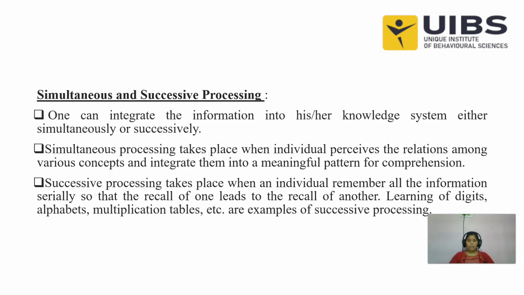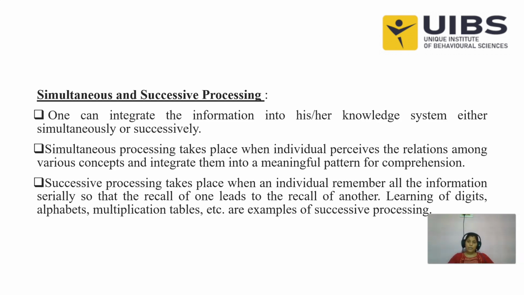Let me give you one example. Suppose I want to solve a puzzle. What we do when we solve a puzzle is, first we perceive each and every piece of the puzzle. Then we try to perceive the relationship between all those pieces, and then we integrate the pieces to create a meaningful pattern. So this is called simultaneous processing.